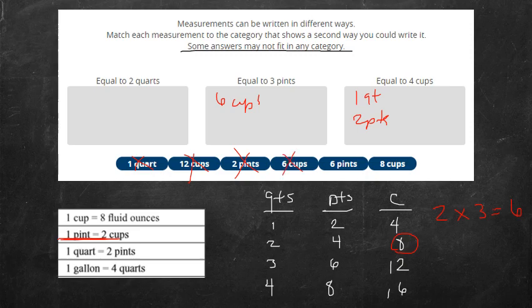All right, so let's erase some of this stuff that we got here, and we're going to move on. 6 pints. 6 pints is here.